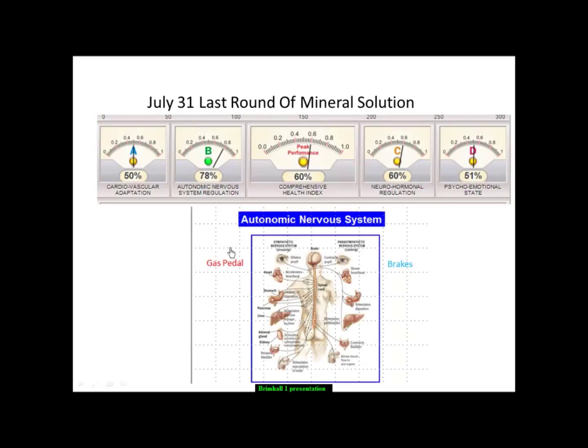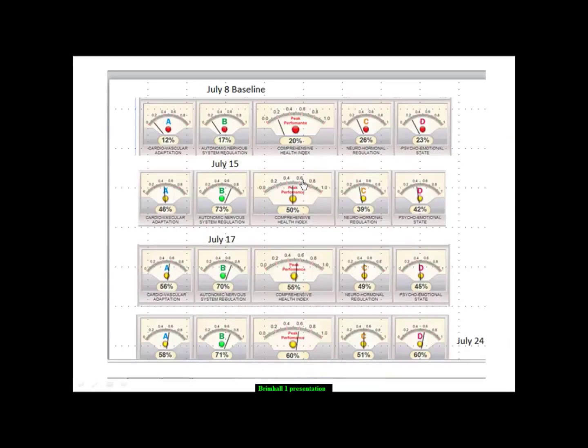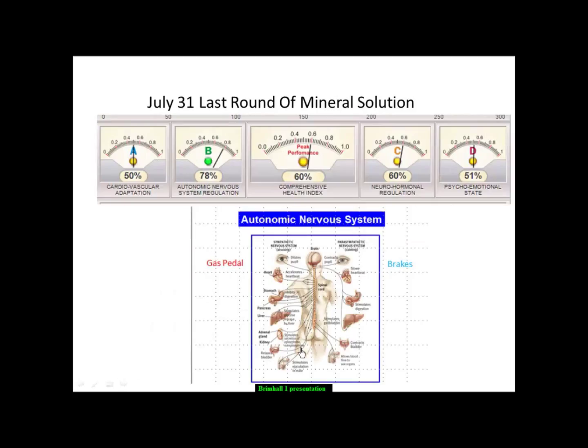And then on the last treatment on the 31st, the autonomic nervous system shot way up and just shows that he has good regulation between his sympathetic gas pedal and his brakes, the parasympathetic. They're working to improve his overall function and health, which is evident by the total health picture, which is 60%. And that originally was 20%, and it's pretty much balanced at 60%. So that's a pretty good improvement. That's just showing that this particular solution worked.